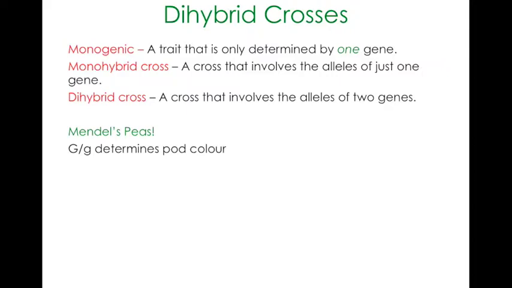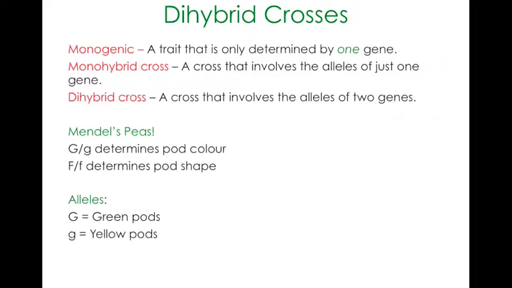Okay, let's say the pod color of a particular pea pod is determined by the letter G, where a capital G and lowercase g, and pod shape determined by capital F, lowercase f. Now the alleles: if the pea plant has a capital G, it has green pods. If it has a lowercase g, it will produce yellow pods, indicating that yellow pods is a recessive trait. If it has capital F, it is firm pods, and if it has lowercase f, it has wrinkled pods. Once again, lowercase f, wrinkled, is the recessive trait there.